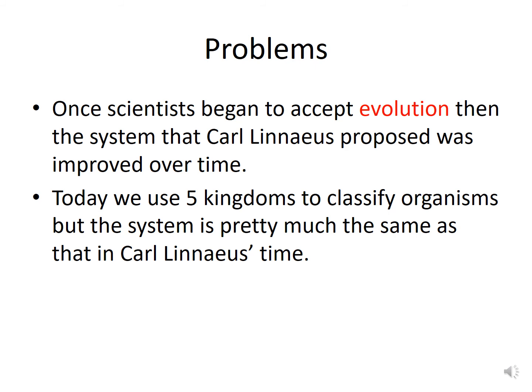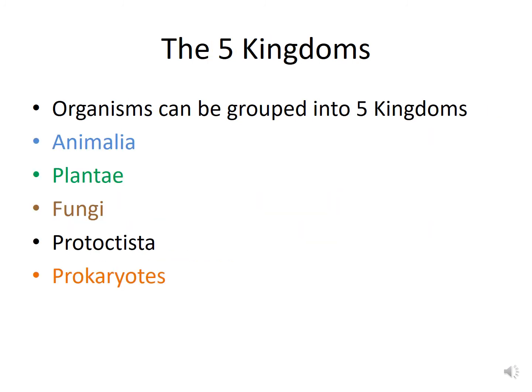However, once scientists began to accept evolution, the system that Carl Linnaeus proposed was improved over time. Today, we use 5 kingdoms to classify organisms, but the system is pretty much the same as that in Carl Linnaeus' time. The 5 kingdoms that we use today are animals, plants, fungi, Protoctista, and prokaryotes. Protoctista are single-celled organisms, and prokaryotes are single-celled organisms that we know as bacteria.